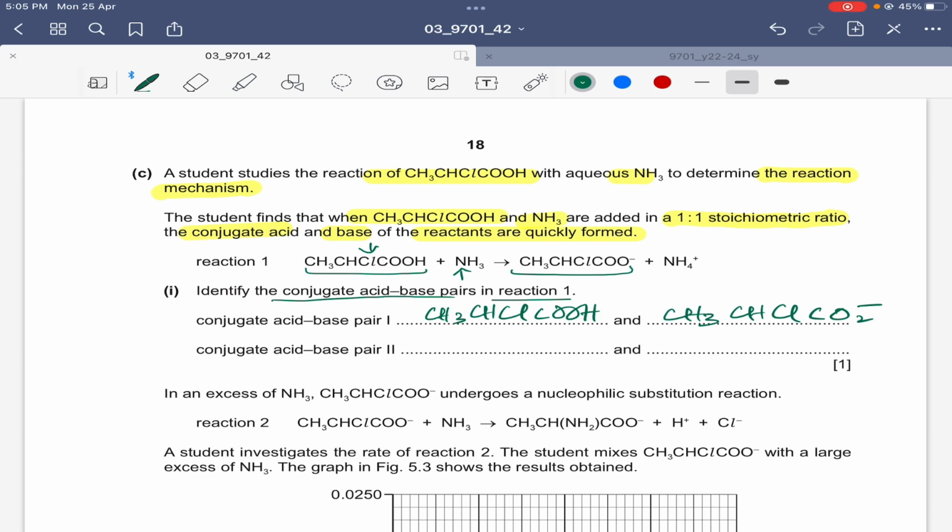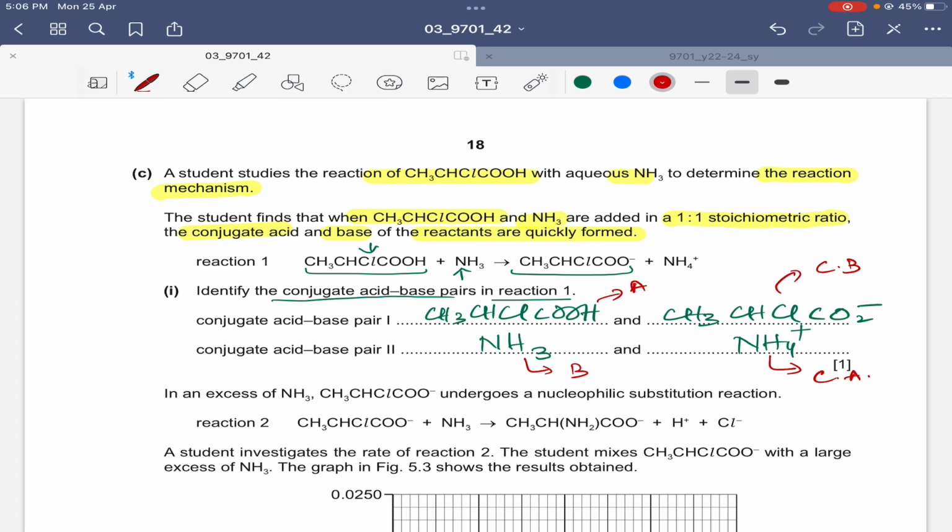And the other conjugate acid-base pair is ammonia, which is acting as a base because it is accepting a proton, and its conjugate acid would be NH4 plus. Once it gains a proton, it becomes NH4 plus. So this is the conjugate acid, right? So we can say that this is an acid and this is its conjugate base, whereas ammonia is a base and the ammonium ion is its conjugate acid.